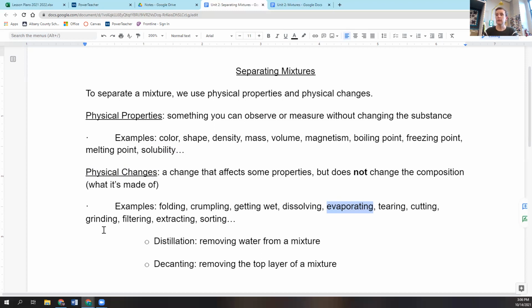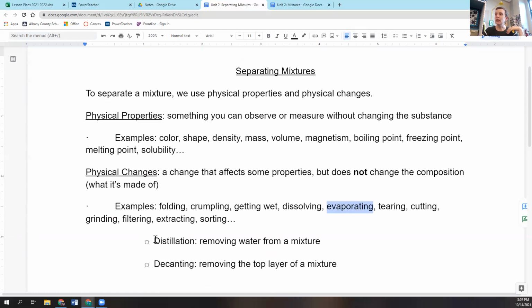Tearing, cutting, grinding something up, like grinding up some peppercorns to make pepper. Filtering: when you filter the coffee grounds out of your coffee, you're allowing some of the dissolved part of the coffee to go through, but you're not actually changing anything into new substances. You just created a solution, a homogeneous mixture of the pieces of coffee that do dissolve with the water. Extracting, sorting: when you sort your dishes at home, that's a physical change, okay?